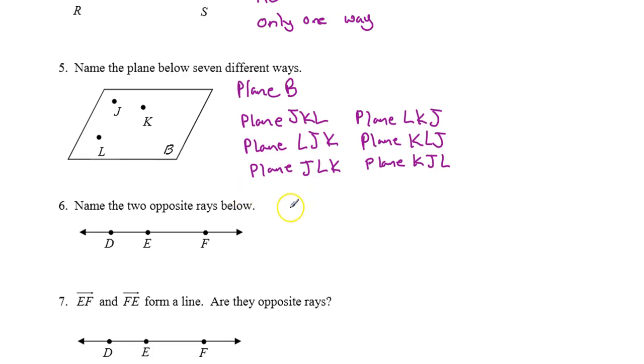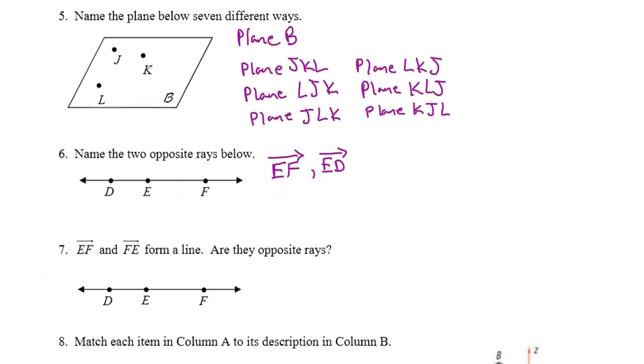Okay, number 6, name the 2 opposite rays below. So again, here with a ray, the key to opposite rays is they both share the same endpoint. So in order for these to be opposite rays, we have to start with the letter E: EF, we're only going to use 1 arrow, and then ED. In order for them to be opposite rays, they both have to start with the same letter because they form that line.